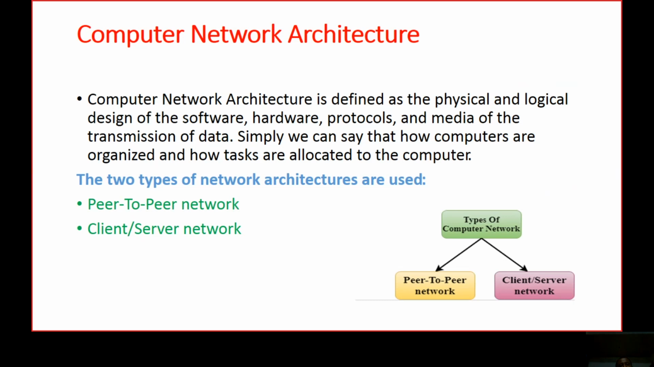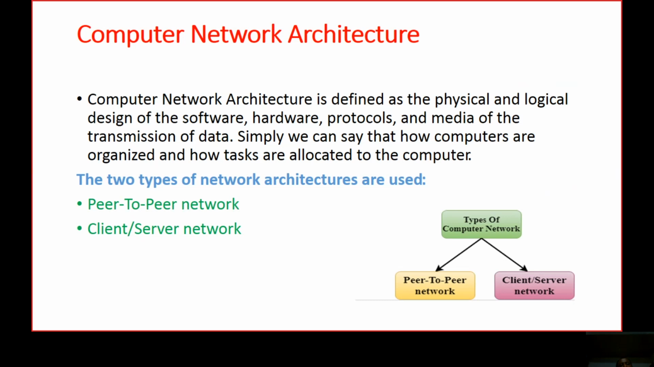Computer network architecture. Computer network architecture is defined as the physical and logical design of the software and hardware, protocols, and media of the transmission data. Simply, we can say that we have two types of network architecture: peer-to-peer network and client-server network. So we are going to see them in detail.